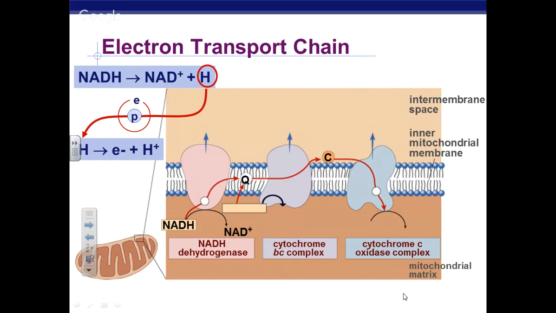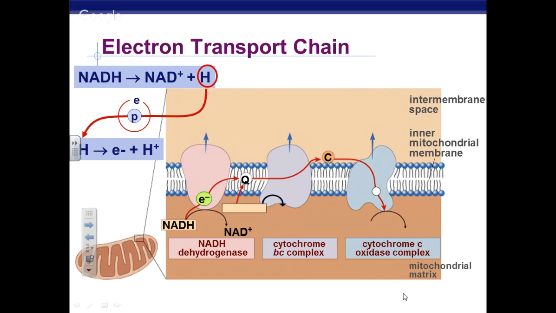Where does that NAD plus go now? It can either go back to glycolysis or just stay in the matrix and go to the Krebs cycle. It's right there. Right, okay, good. Good. So, here's our electrons.